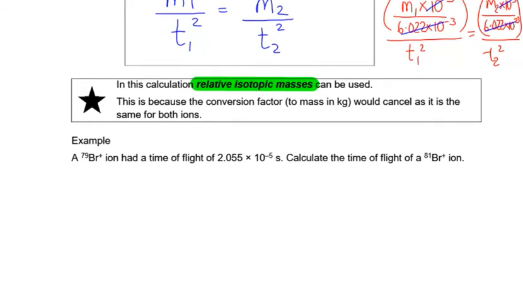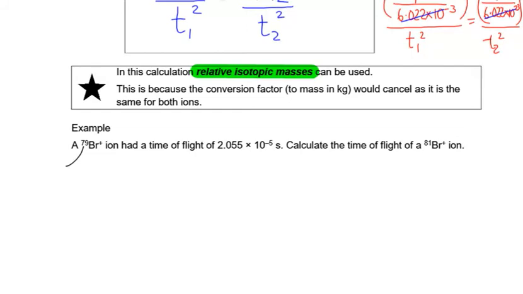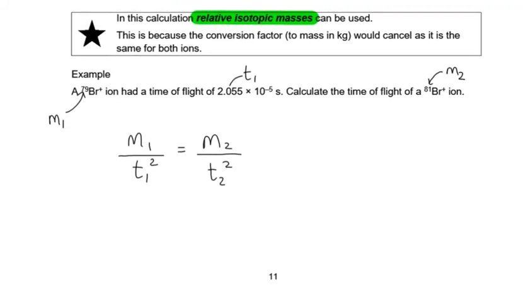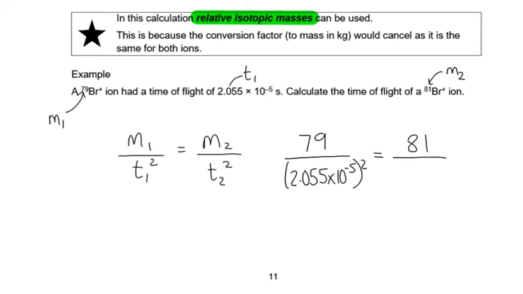So let's have a look at how that would work. This is our m1, and this is our t1, and this is our m2. So m1 over t1 squared equals m2 over t2 squared. So m1, 79, over t1 squared, 2.055 times 10 to the minus 5 squared, equals m2, 81, over t2 squared. And we've got to find t2.